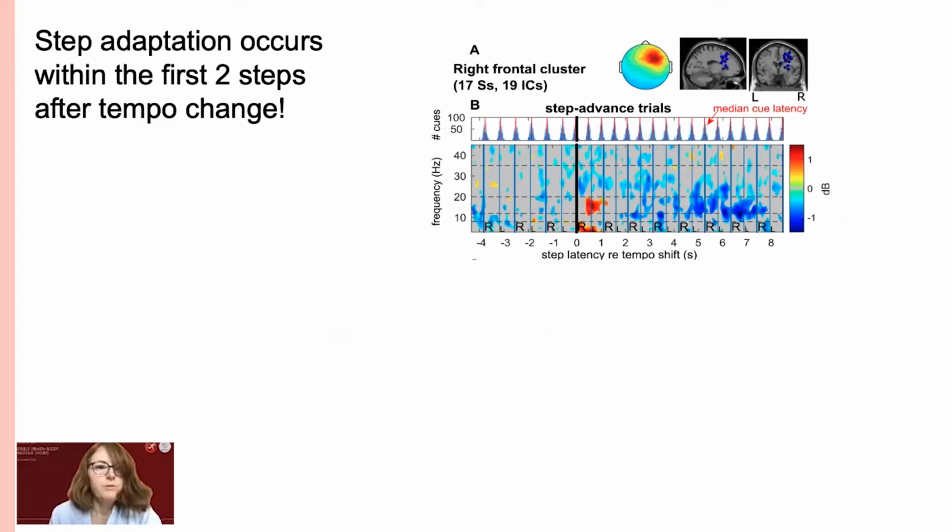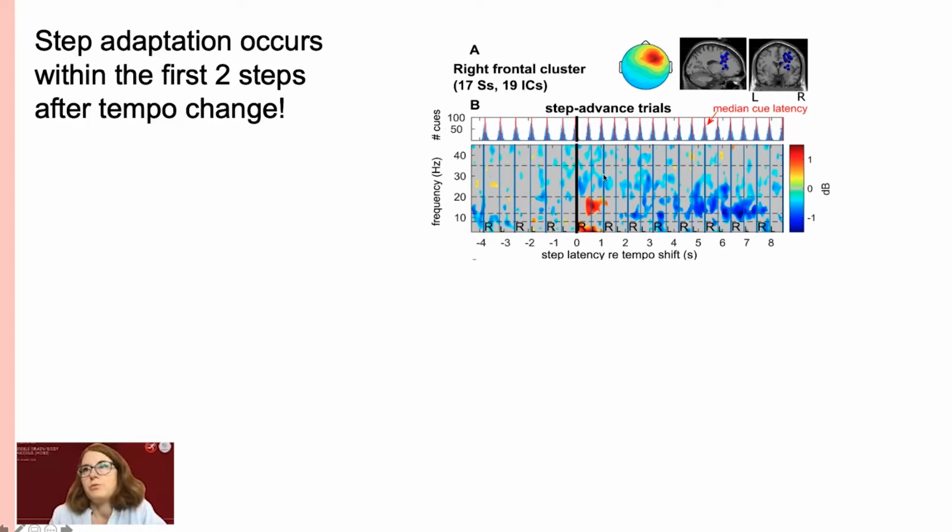Before getting to the behavioral results, let's look a second at the event-related spectral perturbation here, because the figure is quite complex. On top we have the scalp map and the dipole locations of a right frontal cluster. Then we have the distribution of the cues relative to the steps in the upper panel.